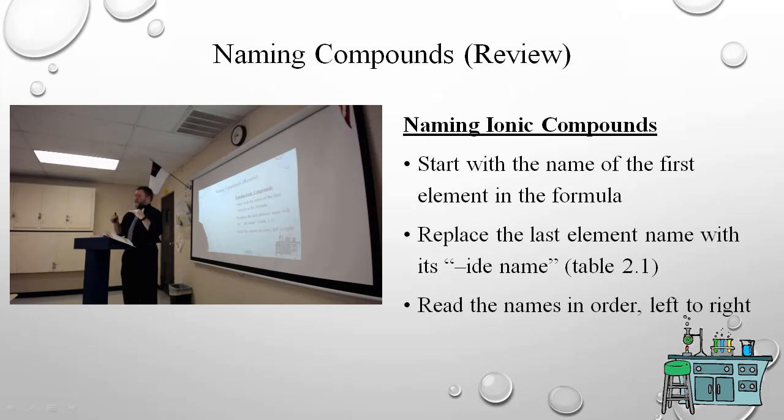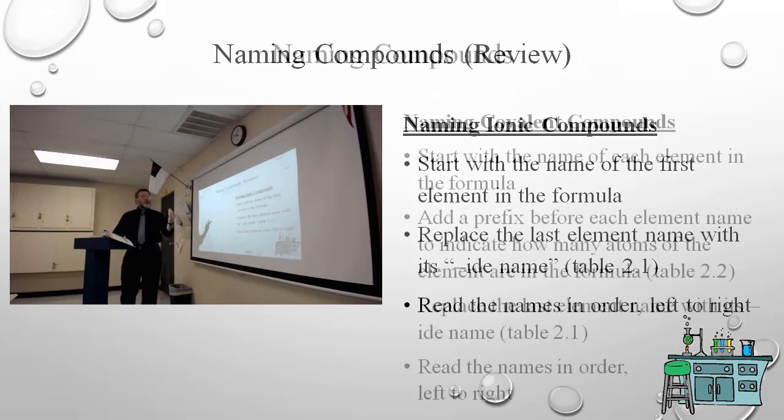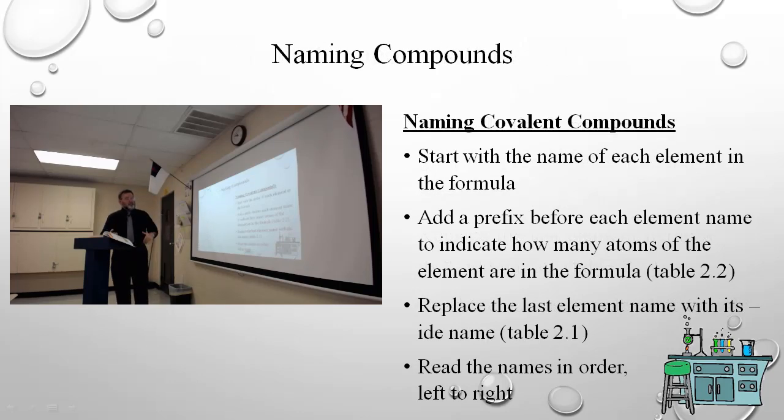And then all you're going to do is read the chemical formula by saying the names of the elements from left to right, and changing the last element to its ide name from table 2.1. Okay? We did that yesterday, and you all seem to get that pretty straightforward. The second kind of naming paradigm was the covalent molecules, or the covalent compounds. And it's the same idea, starting from left to right, except covalent naming needs more information than ionic.